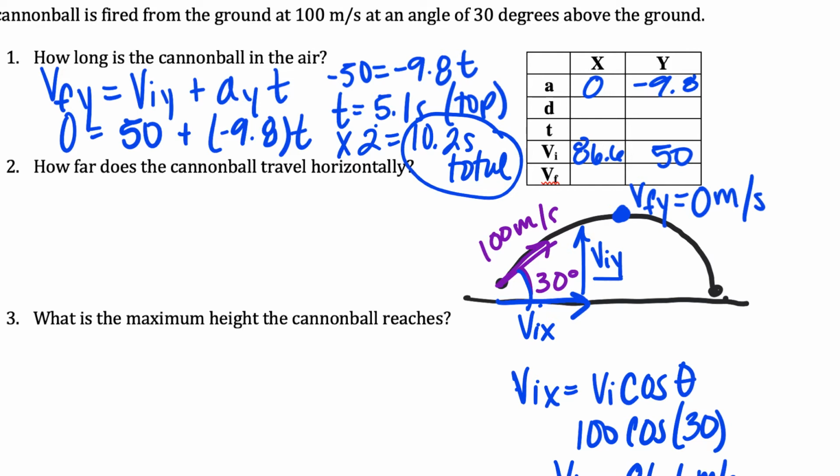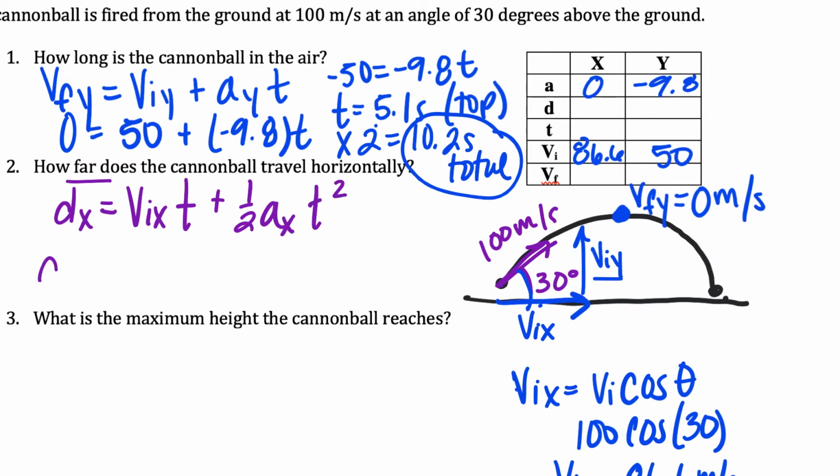All right, moving on to question 2, we want to know how far the cannonball travels horizontally. So we're looking for horizontal distance. Of course you're going to use your distance formula, and you're going to use the horizontal information. So your horizontal distance is equal to your initial horizontal velocity times time, plus 1/2 times your acceleration in the horizontal times time squared. We're solving for distance, so we're going to leave that alone. Plug in the Vix we found earlier, which was 86.6 times our time.